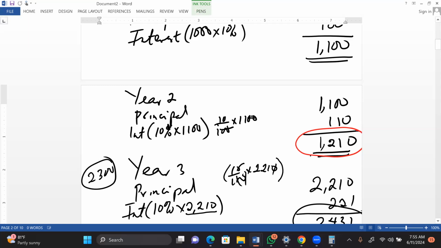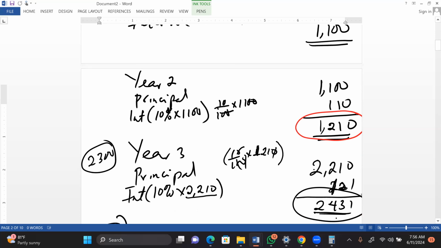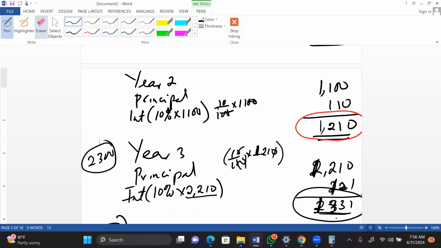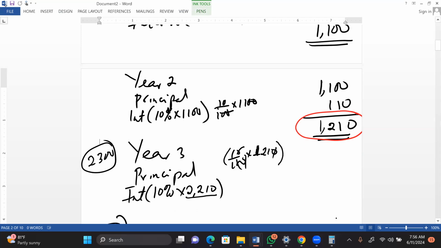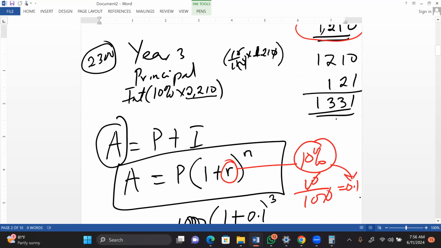So this is supposed to be 1,210. So this also will be 1,210. So this is going to be 121. So 121 is going to be 1,210. Let me change it to be clearer. I'm sorry for this. So this is going to be 1,210, and this is going to be 121. When you add it together, it's going to be 1,331.